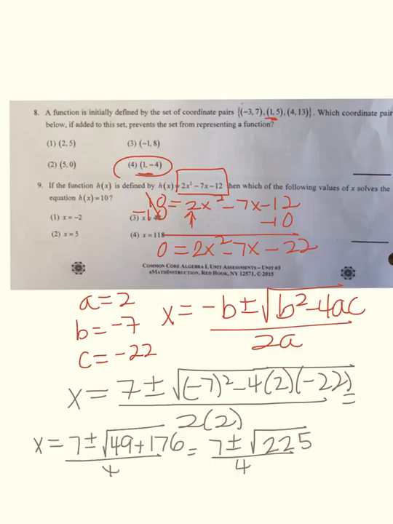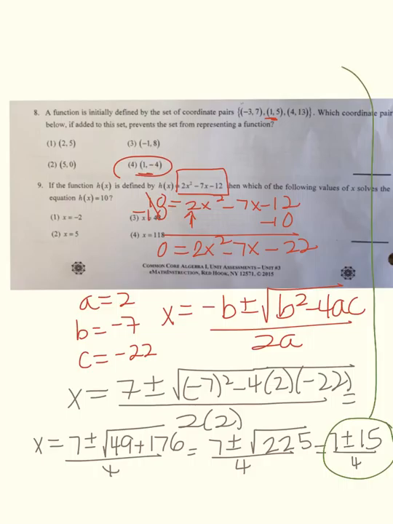So when you simplify what's under the radical, you end up with 225. That's a perfect square, and that is equal to 15. So we end up with 7 plus or minus 15 divided by 4. At this time, we need to split that up. So I am going to go up here because I ran out of room. I have 7 plus 15 divided by 4, or 7 minus 15 divided by 4.